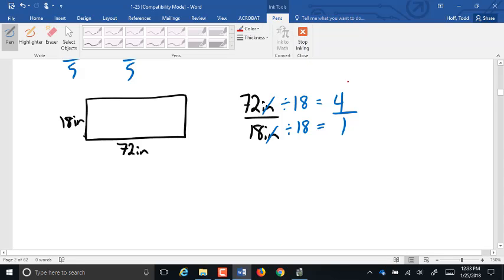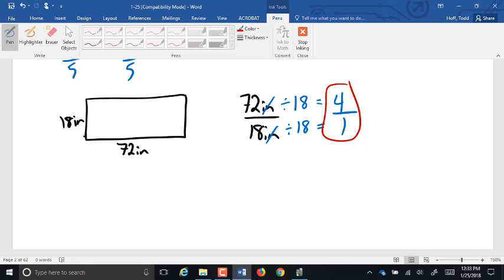Now here we'll see one of the differences between a ratio and a fraction. If that were just a fraction, 4 over 1, I would just write it as 4. But a ratio is a comparison between two numbers. I need to keep that 1 there. 4 alone is not a ratio. It has to be 4 to 1.